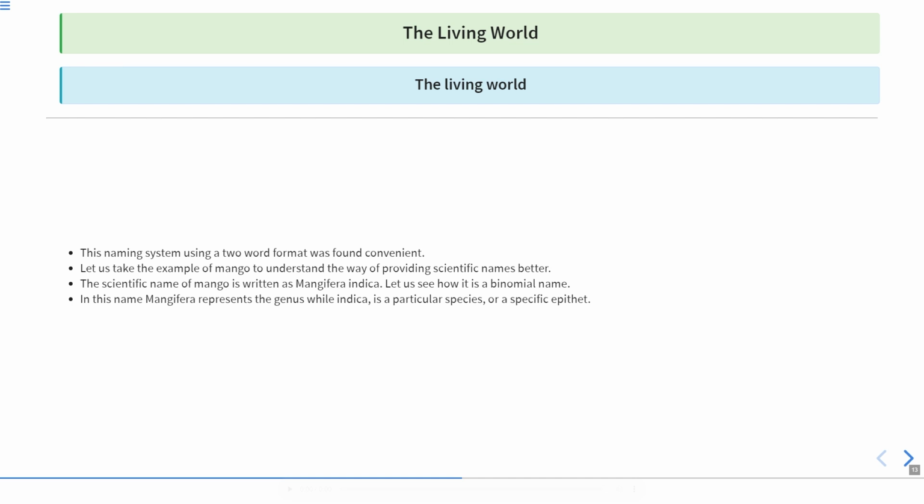Let us take an example of mango to understand the way of providing a scientific name better. The scientific name of mango is written as Mangifera indica. The generic name is Mangifera and the specific epithet is indica. In this binomial name, Mangifera represents the genus, and indica is the particular species or specific epithet.